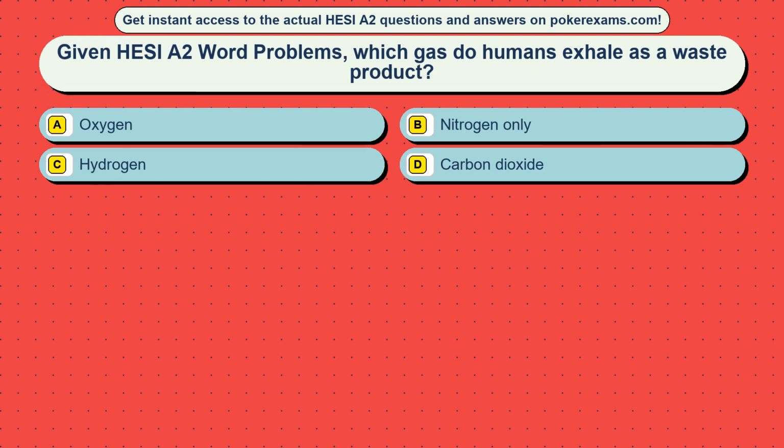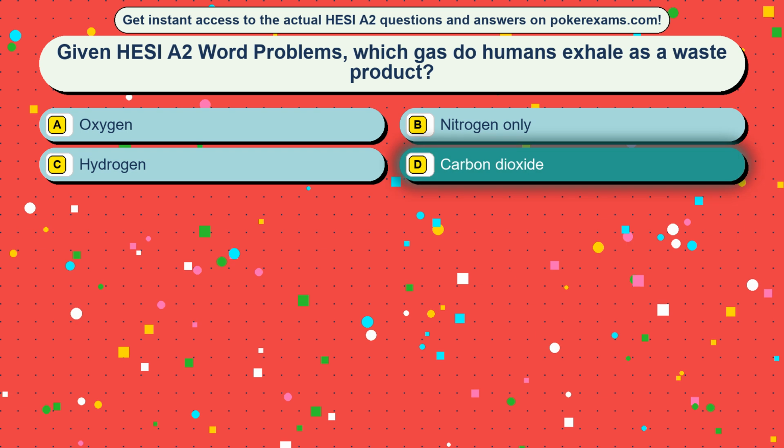Question 18. Given HESI A2 Word Problems, which gas do humans exhale as a waste product? Option A, oxygen. Option B, nitrogen only. Option C, hydrogen. Option D, carbon dioxide. The correct answer is option D, carbon dioxide.